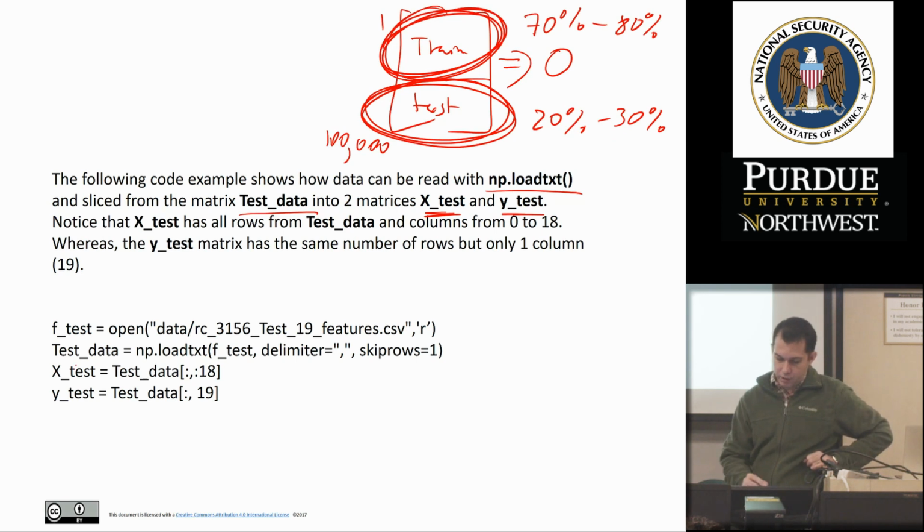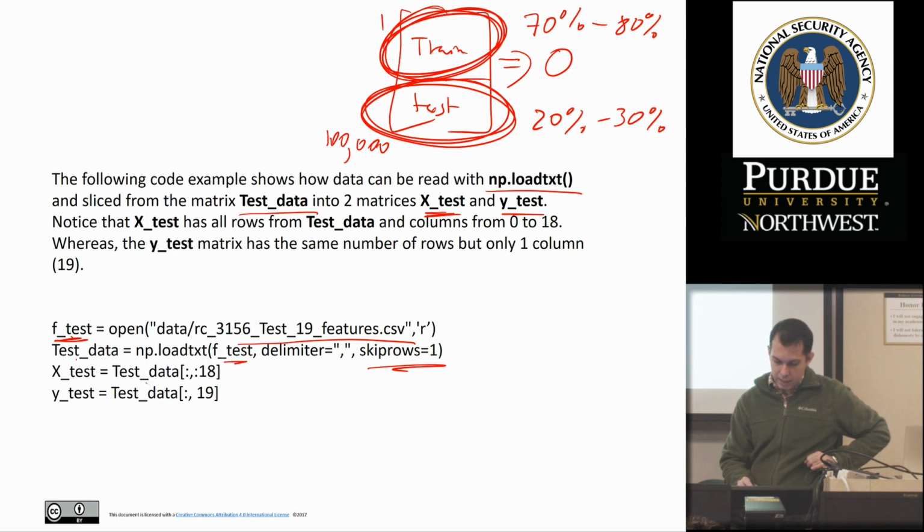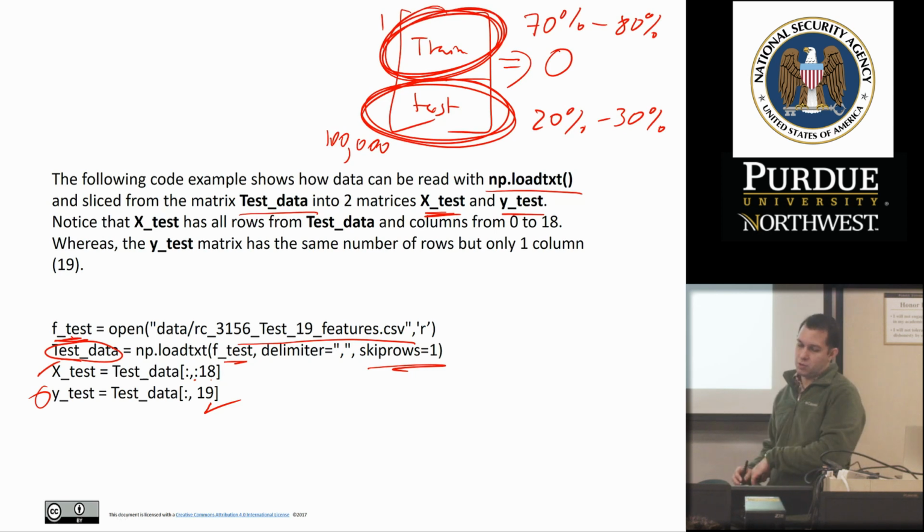So now let's look at the code, and then we'll come back to the text. So you can see the same thing. We create a file, we open it. This is our file in CSV format. Then we load it, f test, which is that one, skip rows 1, and then once again in test data here, we take columns 0 to 18, that's the x, and then just column 19 is the y. All right. So notice that x test has all rows from test data and columns 0 to 18, whereas the y test matrix has the same number of rows but only one column.